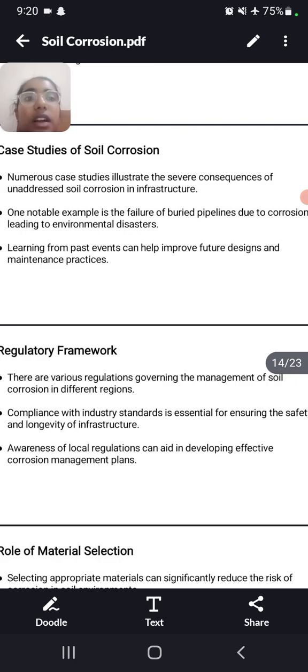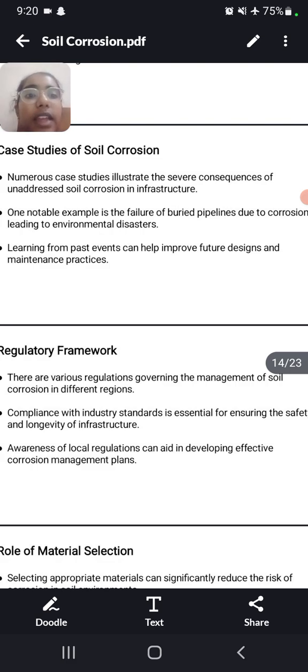Uniform corrosion occurs when the metal surface corrodes evenly. This is easier to predict and measure, though it can still lead to structural weakening over time. Next is localized corrosion. There are three types in localized corrosion. They are pitting corrosion, crevice corrosion, and galvanic corrosion. Next is stray current corrosion.